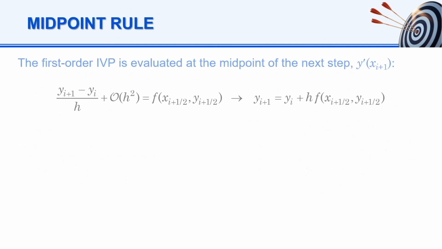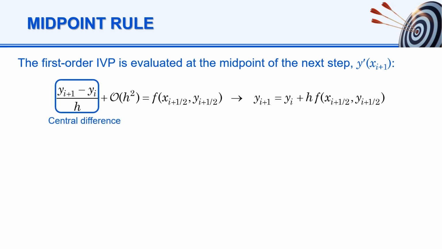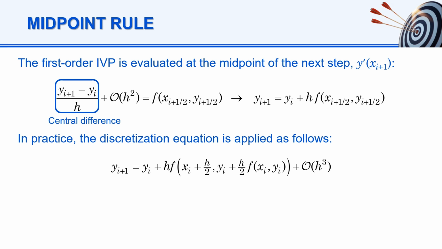In the midpoint rule, the first-order IVP is evaluated at the midpoint of the next step, y prime at xi plus 1. The first derivative is evaluated at the midpoint using the central difference formula. The right-hand side, the differential equation, is also evaluated at the midpoint. In practice, the discretization equation is applied as follows.